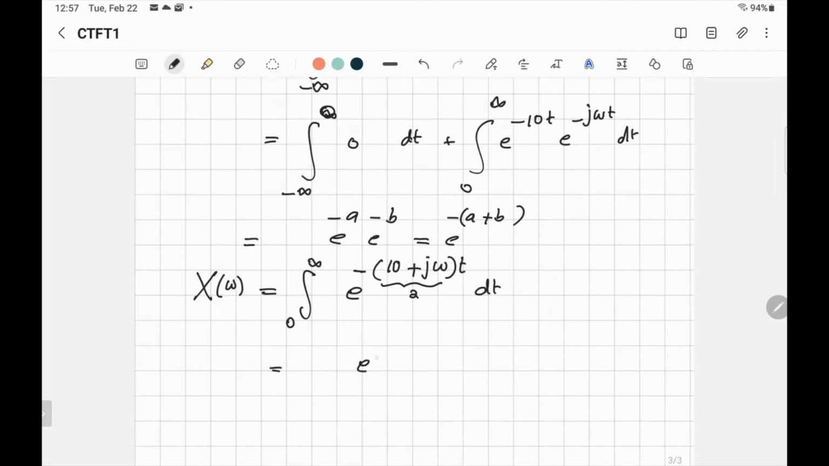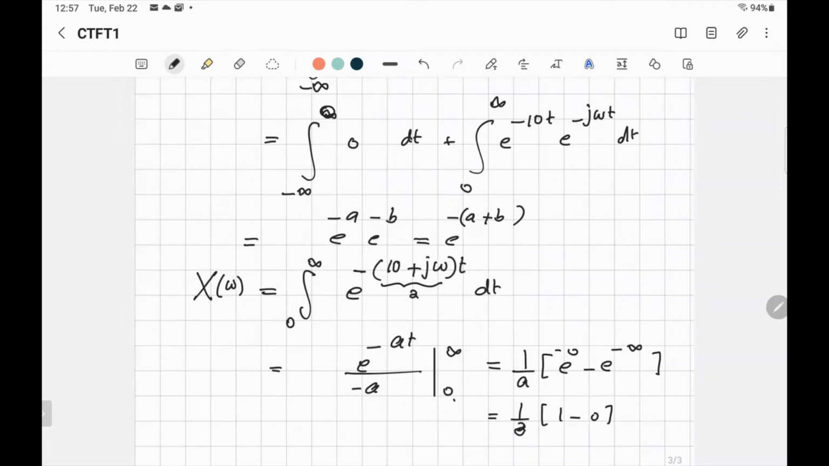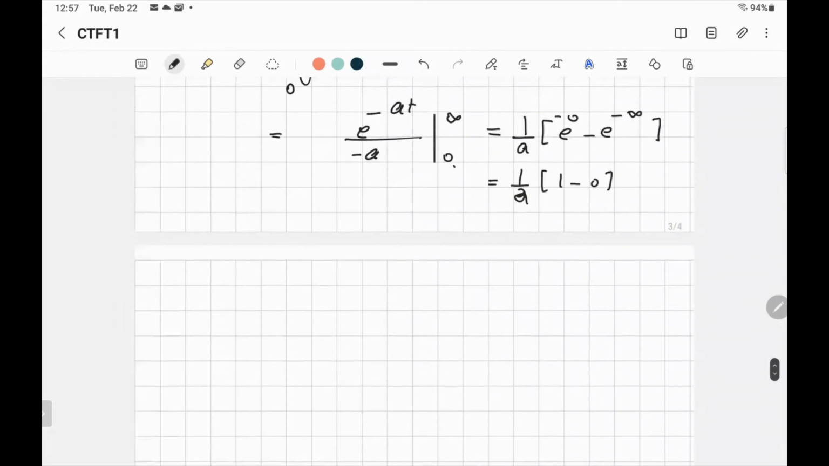So it would be e to the minus a t divided by minus a only, with the limit from 0 to infinity. Again, to get rid of the negative sign on the bottom, I can say 1 over a, and then e to the power of 0 minus e to the power of minus infinity, right? So I get 1 over a times 1 minus 0, which will be 1. So it will be 1 over a. So in the end, I found that X of omega is equal to 1 over a.